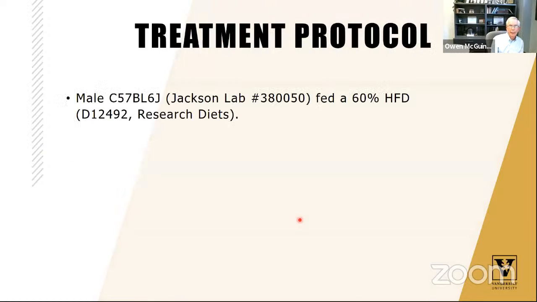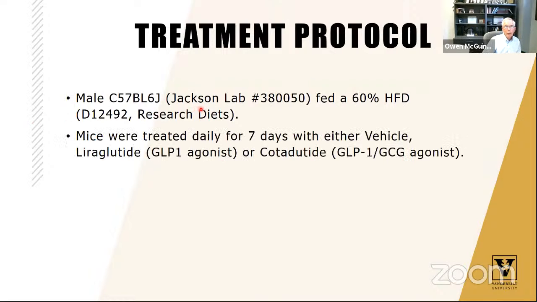So the experiments we did were we used black 6 mice that were fed a high-fat diet, and they were treated daily with these drugs of either liraglutide, which is our GLP-1 agonist, or codaglutide, which is a combined GLP-1 glucagon agonist. And in this paper, we also gave a pure glucagon agonist as well, which I'm not going to talk about. And this was given for 7 days.